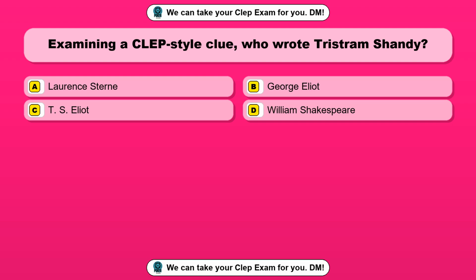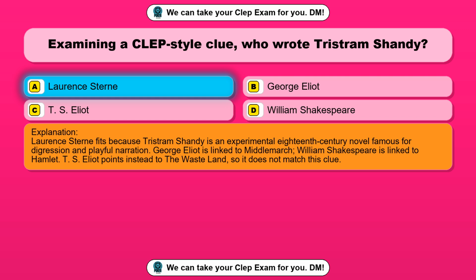Question 86. Examining a CLEP style clue, who wrote Tristram Shandy? Option A, Lawrence Sterne. Option B, George Eliot. Option C, T.S. Eliot. Option D, William Shakespeare. The correct answer is option A, Lawrence Sterne.